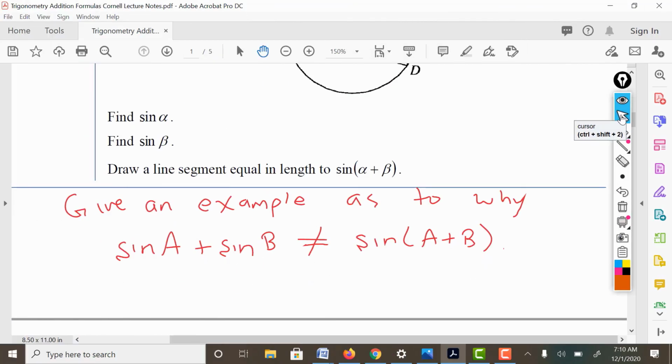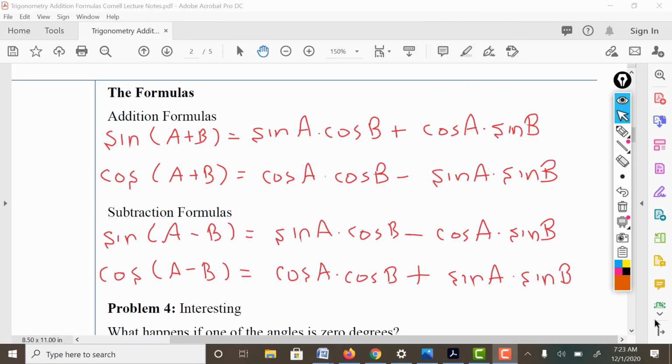For your summary, give an example as to why sine of A plus sine of B is not equal to sine parenthesis A plus B. We now present the addition and subtraction formulas. Sine A plus B should be sine A times cosine B plus cosine A times sine B. All right, in other words, you have two angles, A and B, and they pretty much get swapped, right? Cosine A plus B, well, here you go. Well, similar fashion, but be aware of this minus.